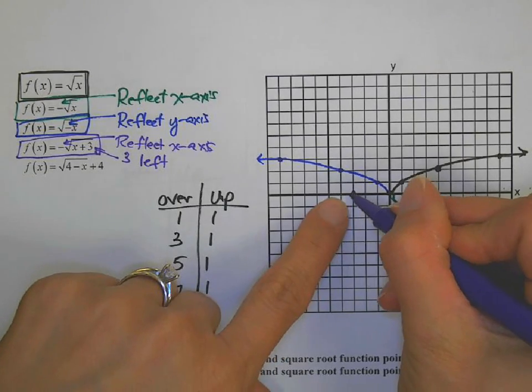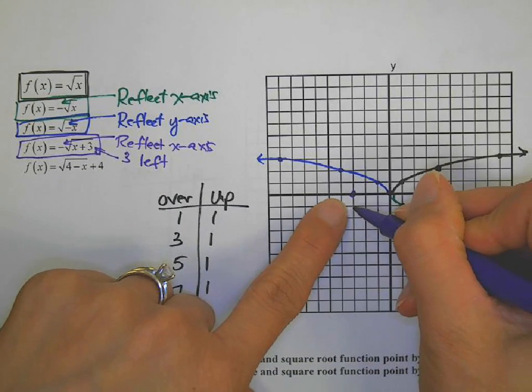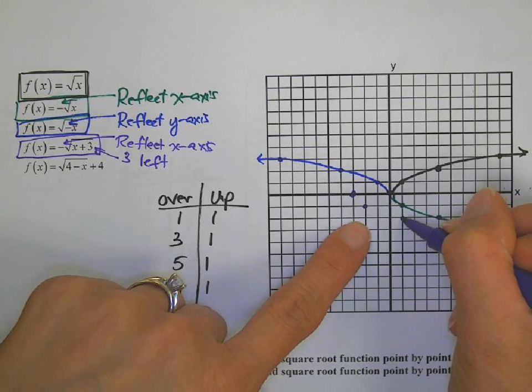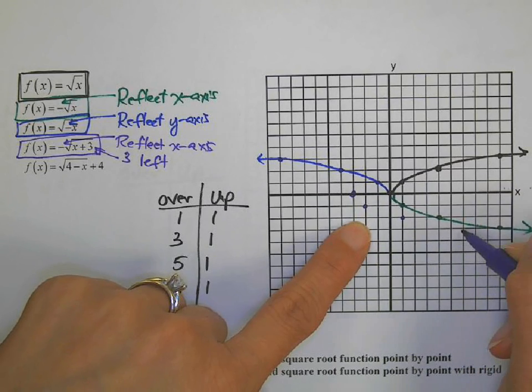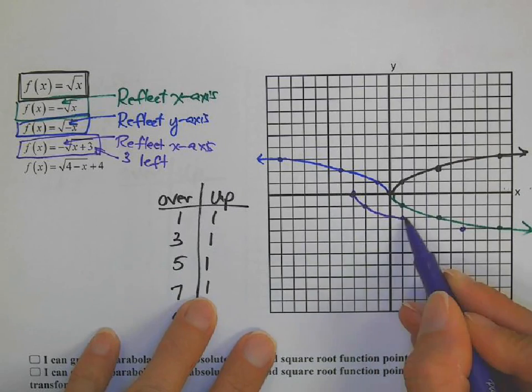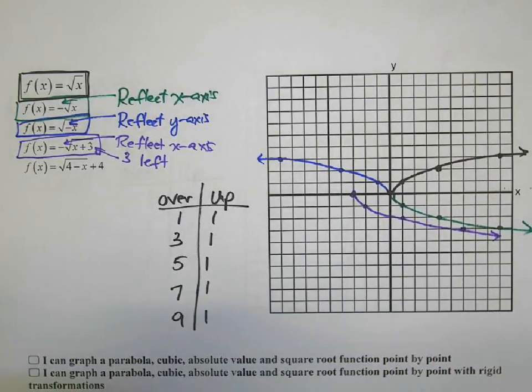He's going to start right here, but he's going to grow down to the right. Down 1, right 1. Down 1, right 3. Down 1, right 5. There he is. He's never going to surpass the green one. He's just going to kind of keep growing right along next to him.